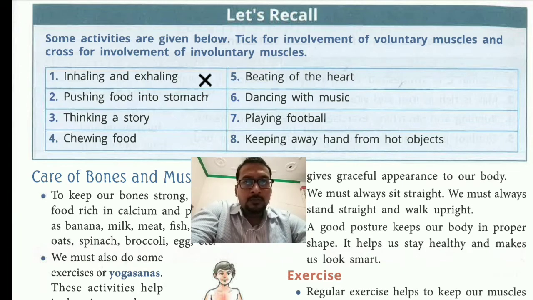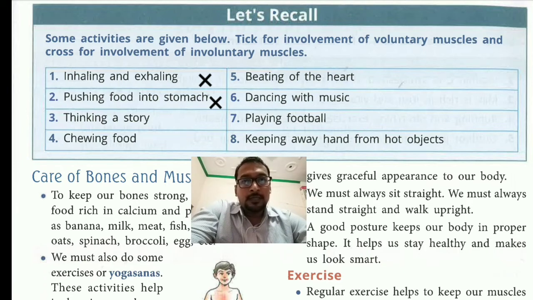Then number 2, pushing food into stomach. Who is pushing food into stomach? Your food pipe. Your food pipe is made up of smooth muscles. Smooth muscles are involuntary muscles. So this is also cross. This is also an involuntary action.